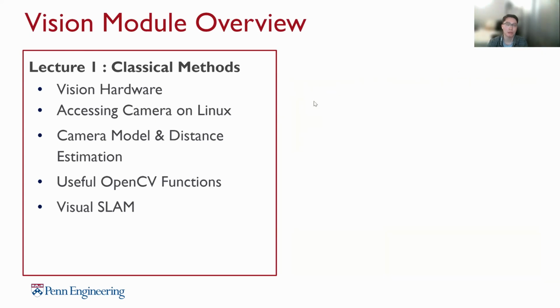So in today's lecture, we'll first talk about vision hardware and how to get access to cameras on Linux systems. Then we'll talk about camera model and distance estimation, some useful OpenCV functions. And then we'll put everything together and talk about visual SLAM.